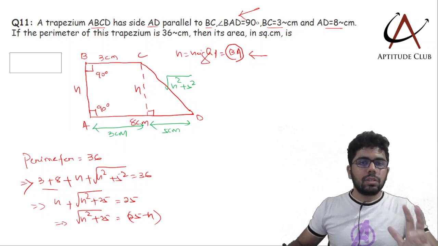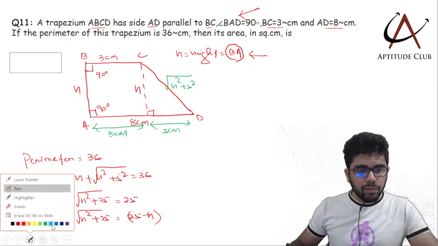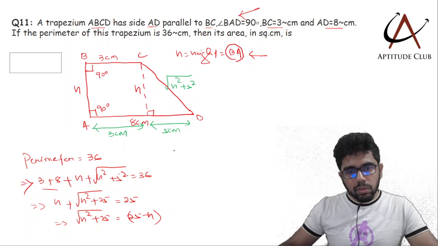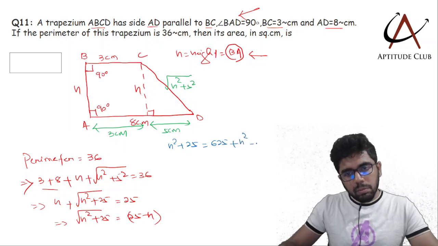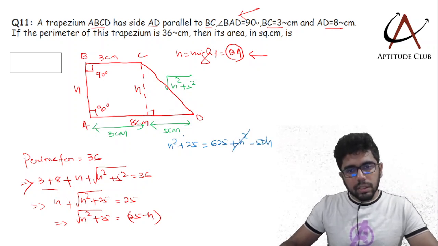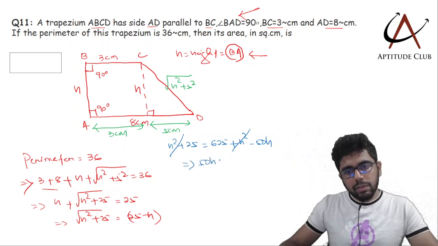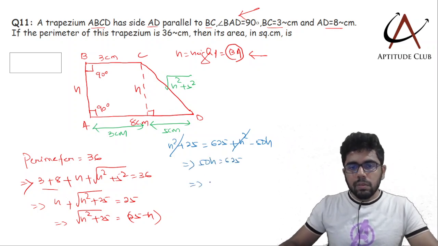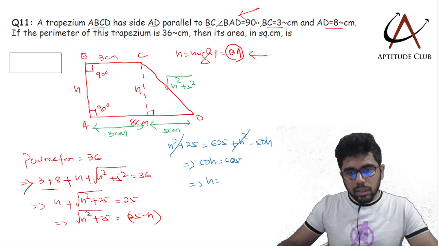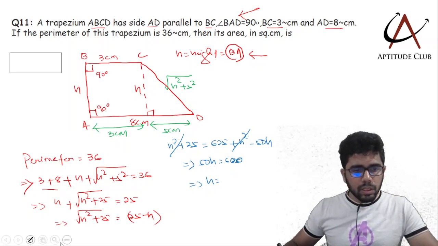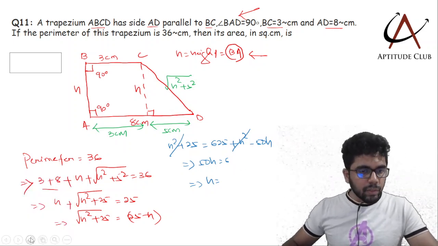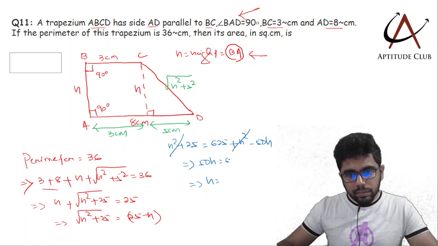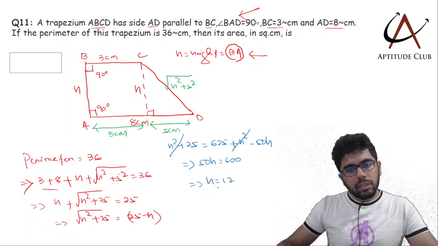Now squaring both sides, if you square both the sides, this is what you will get. You will get H square plus 25 is equal to 25 square, 625, plus H square minus 50H. So H square gets cancelled out. You get 50H is equal to 625 minus 25, so 50H is 600. Very simple question, very simple question. If 50H is 600, then H comes out to be 12.